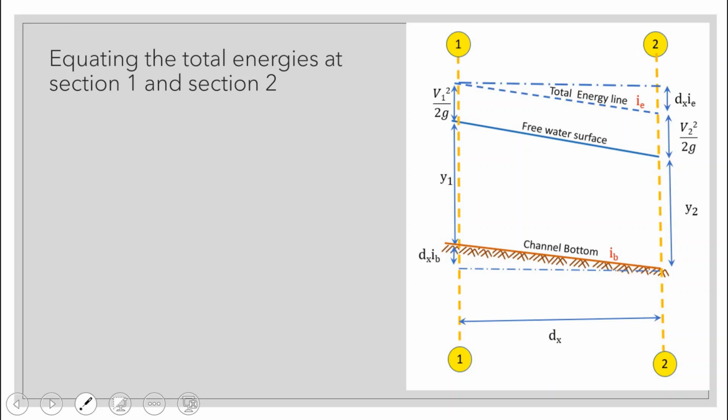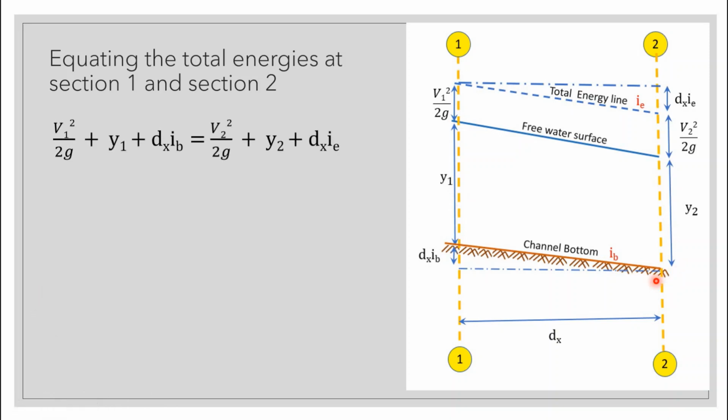So let us consider a cross section of a river or a channel with bottom slope IB and total energy line slope IE. Now I'm considering a small section of length dx, into which I divide the total water surface profile. I'm taking one single section between section 1 and 2, and the total energies at section 1 and section 2 are equal. So from that we can write v1 square by 2g plus y1 plus dx into IB, where IB is the slope of the channel bottom.